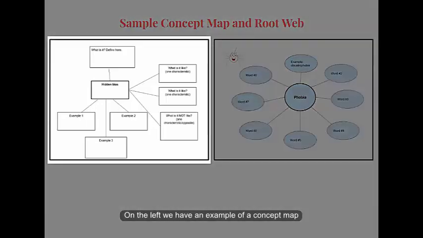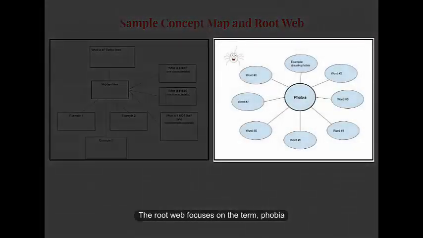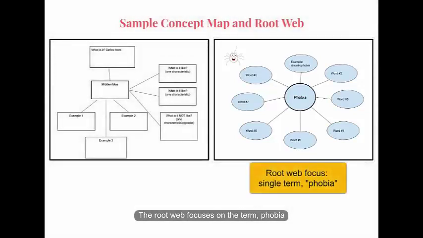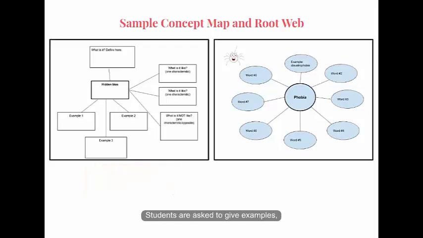On the left, we have an example of a concept map. On the right, a root web. The root web focuses on the term phobia. The concept map discusses the topic of hidden bias. Students are asked to give examples. Similar to the Foursquare Organizer, define it, tell what it's like, and what it's not like.